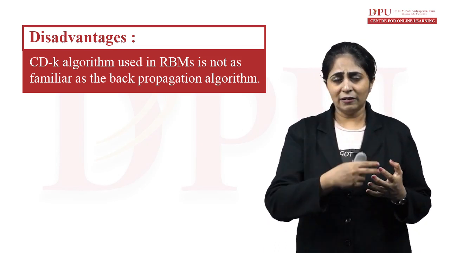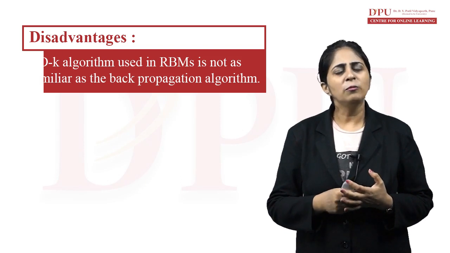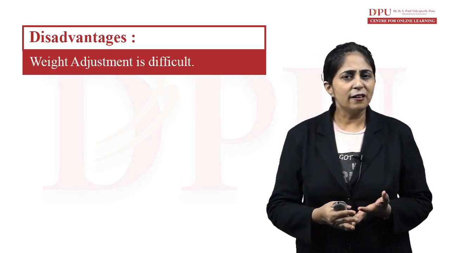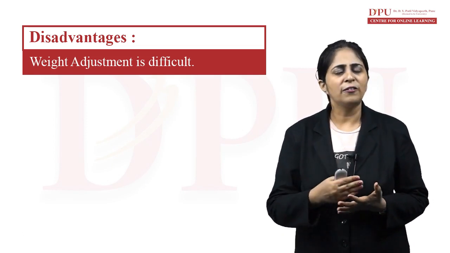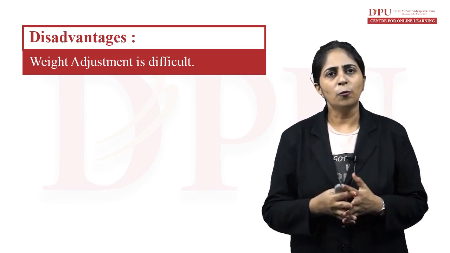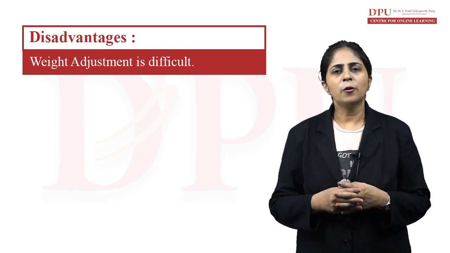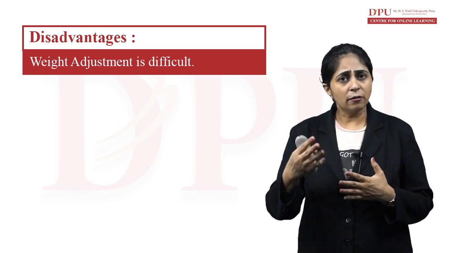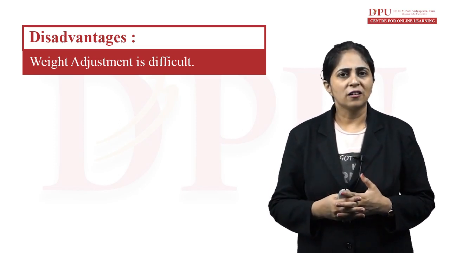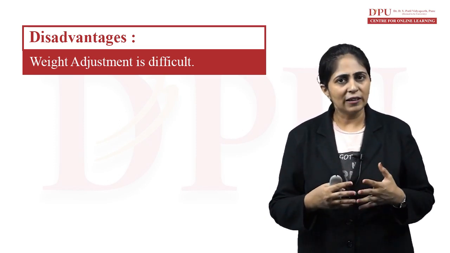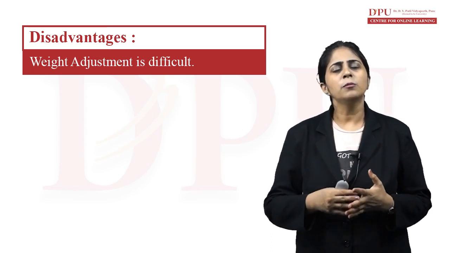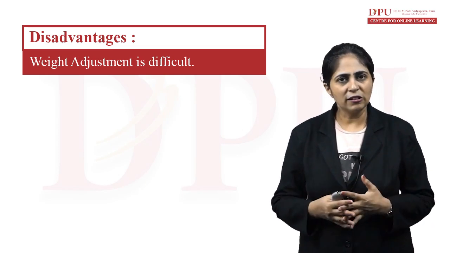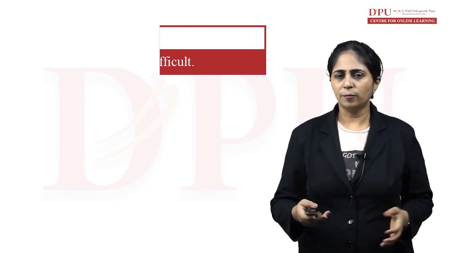When we are taking the data as input, we are multiplying it with some form of weights. So the weight adjustment part is more difficult in the case of the restrictive Boltzmann machine. Here, the adjustment of the weights which we are multiplying with the inputs becomes more difficult. So these are a few advantages and disadvantages of our restrictive Boltzmann machine.